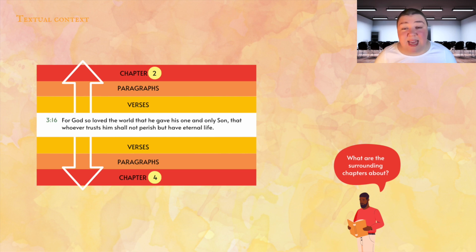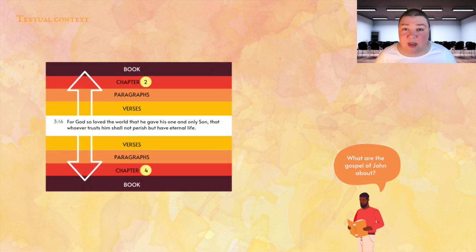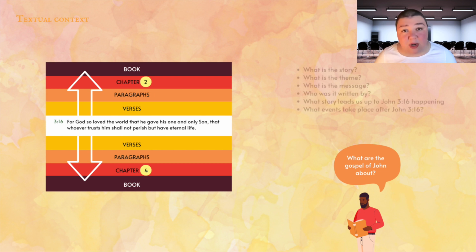We zoom out yet again. Our vision widens, not just to chapters, but what is the book about? The book of John. What is the story? What is the theme? What is the message? Who was it written by? What story leads us up to John 3:16 happening? What events take place after John 3:16?